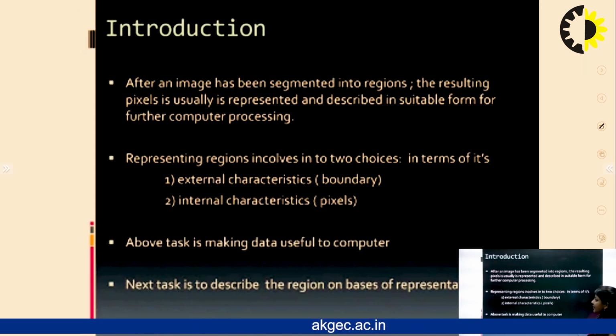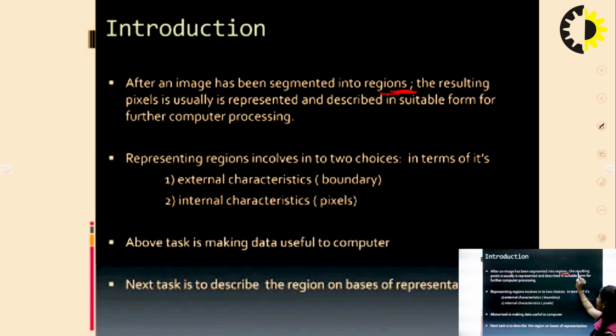So basically, the basic introduction is after an image has been segmented into regions. In the last unit we understood segmentation, so we divided our image into a number of regions. Then the resulting pixels are usually represented and described in a suitable form for further computer processing. So we have segmented our image and found the different regions. Now we will represent these regions in the form of their characteristics. We have two choices: external characteristics like the boundary, and internal characteristics, which are based on the pixel values.